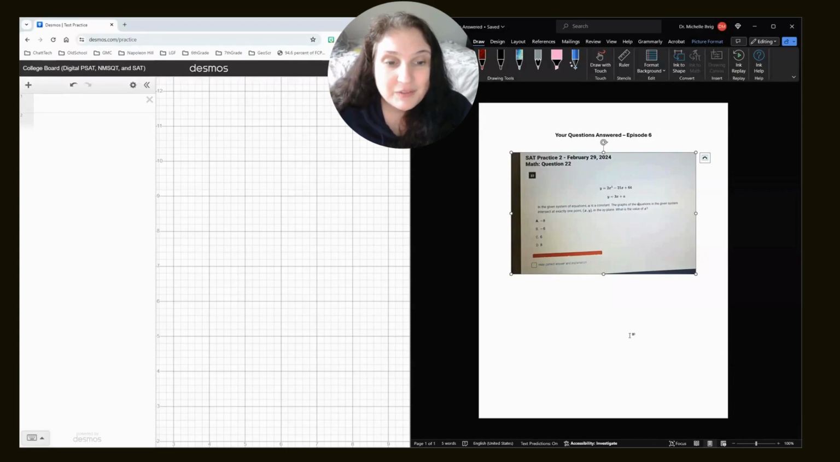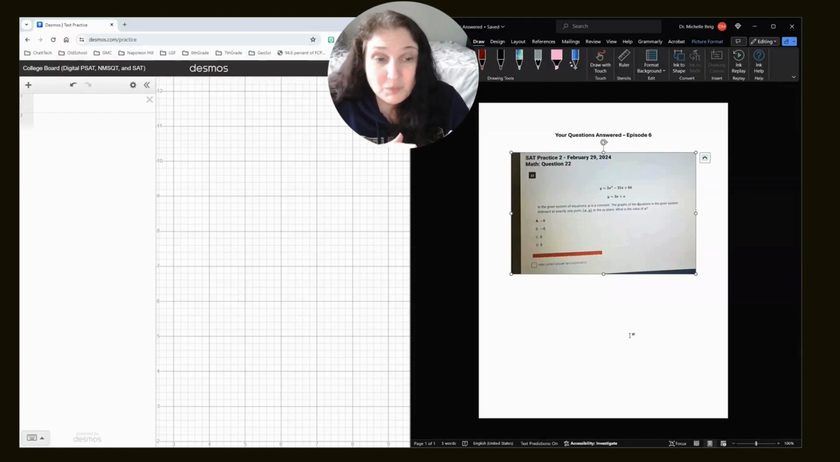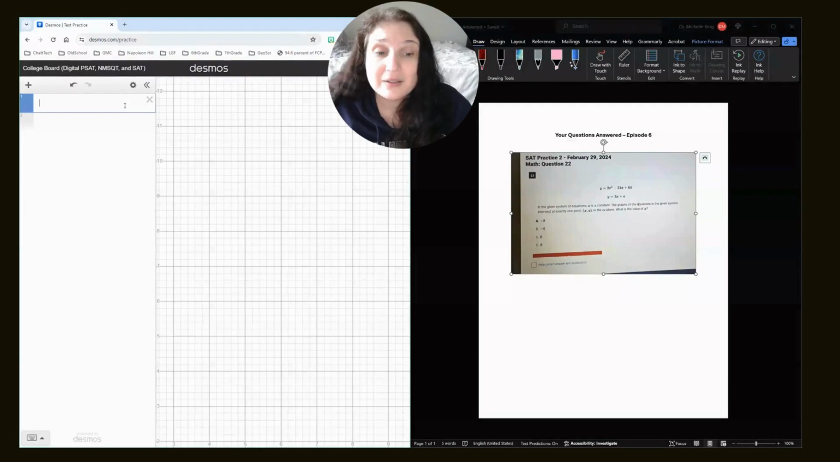In the given system of equations, a is a constant. We don't know what a is yet, but that's okay. It says the graphs of the equations in the given system intersect at exactly one point, (x, y). What is the value of x? Multiple people in the comments said type it into Desmos, and that's exactly what we're going to do first.